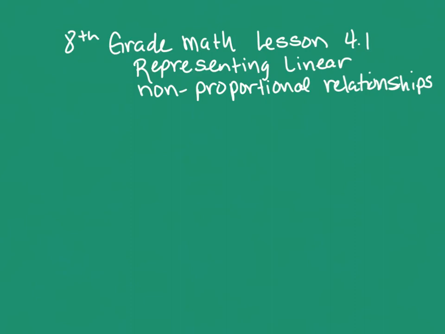8th grade, we are on math lesson 4.1. This is representing linear non-proportional relationships. In the previous lesson, they talked about proportional relationships. Those were represented by straight lines because you have a constant thing going on, the same value increasing by the same value or decreasing by the same value over time.